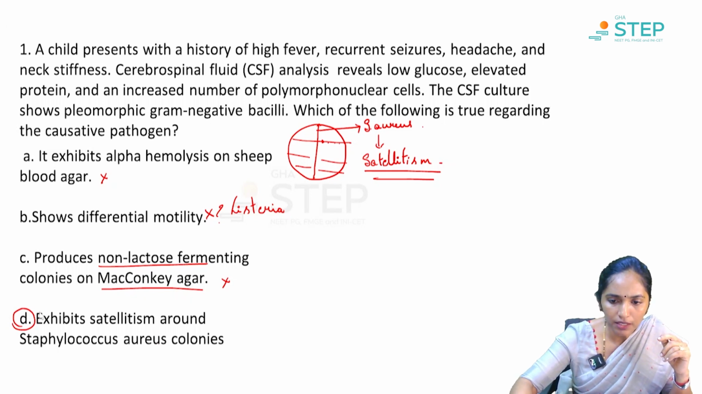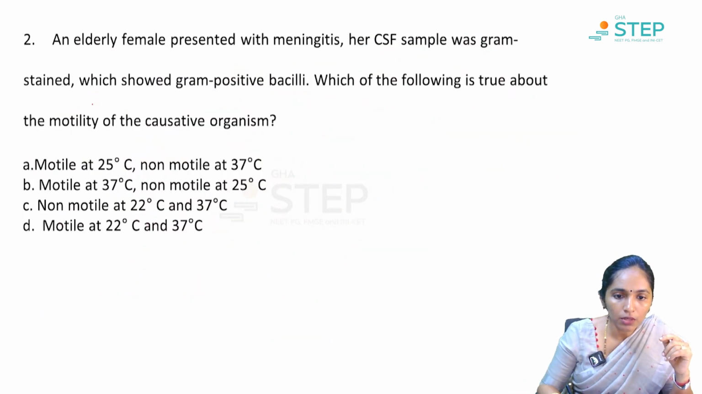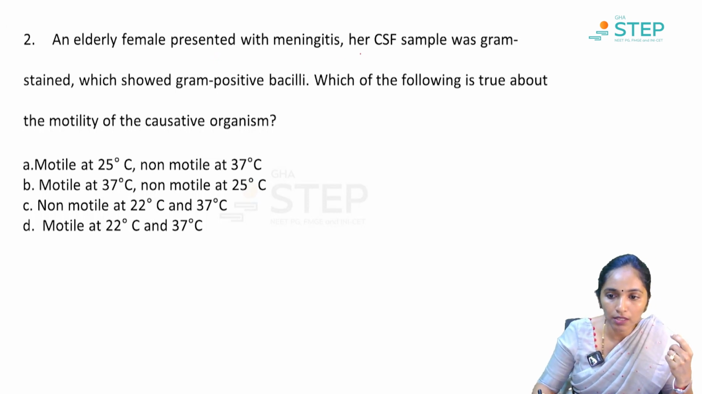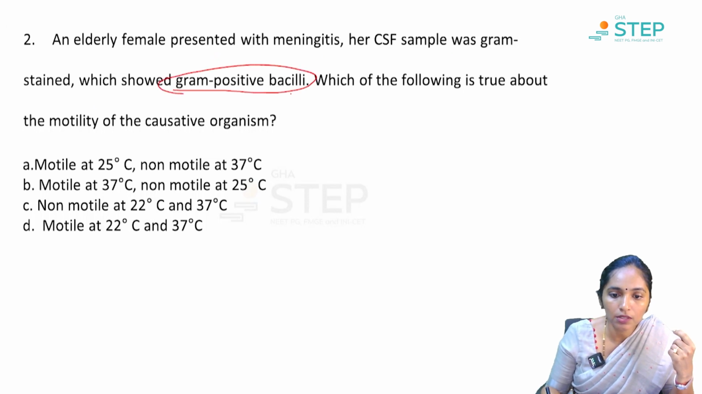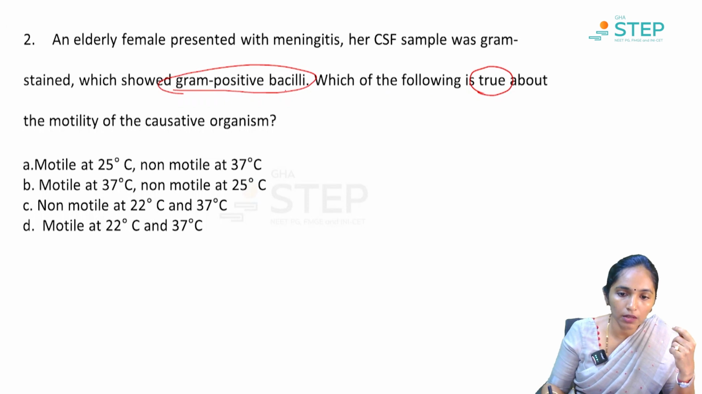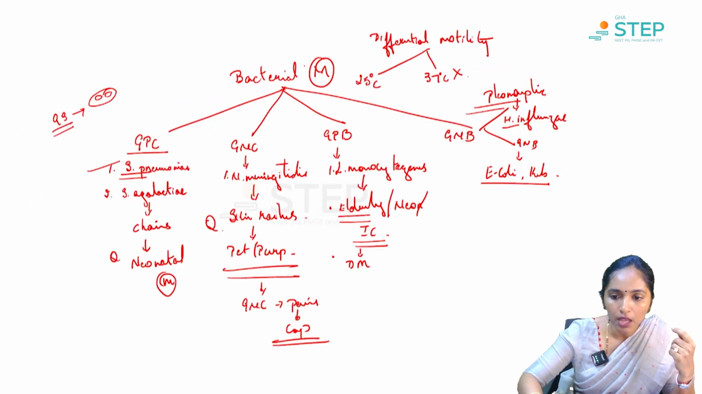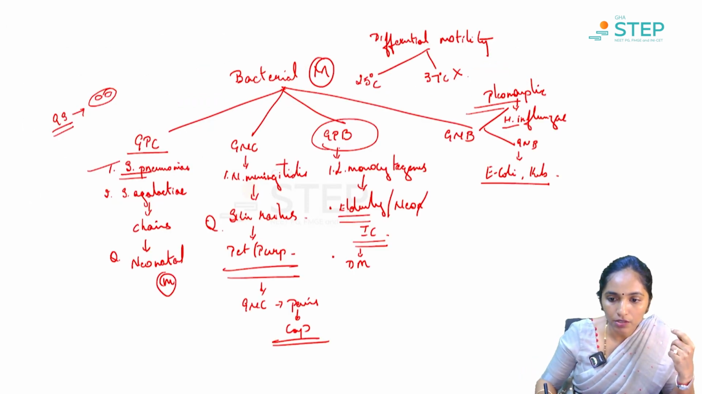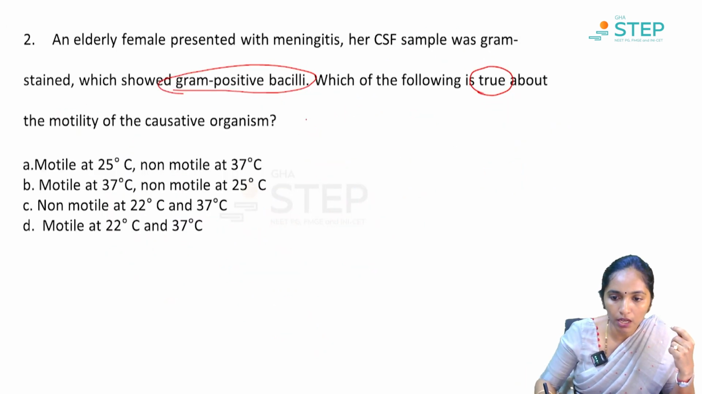Fine. Let us move on to the next question. Here, an elderly female presented with meningitis. Again, it is a case of meningitis, and her CSF sample shows gram-positive bacilli. So we directly have the diagnosis here, gram-positive bacilli. And what is true about the organism? So let us go back to this one. What is the organism which is a gram-positive bacillus? We have Listeria monocytogenes. So our organism here is Listeria monocytogenes.